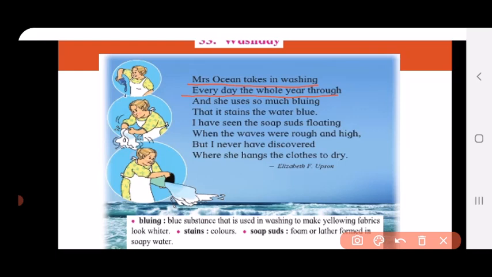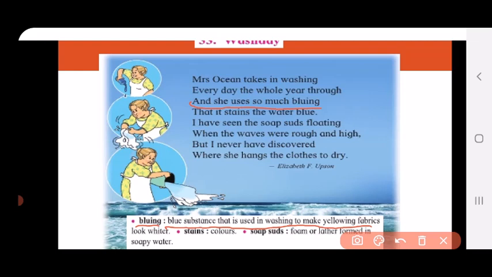And she uses so much bluing. What is bluing? A blue substance that is used in washing to make yellowing fabrics look whiter. Even in your house, children, mummy must be adding a blue color liquid when she is washing clothes. Some names of that blue liquid are Ala, Rin. These liquids are blue in color.